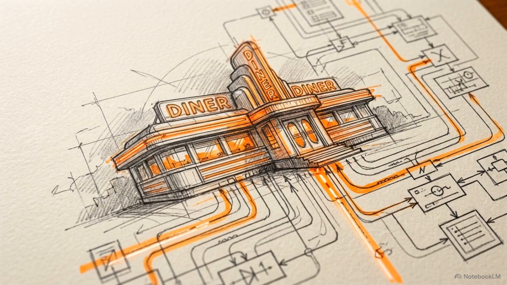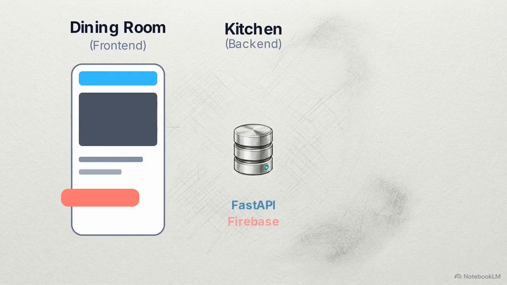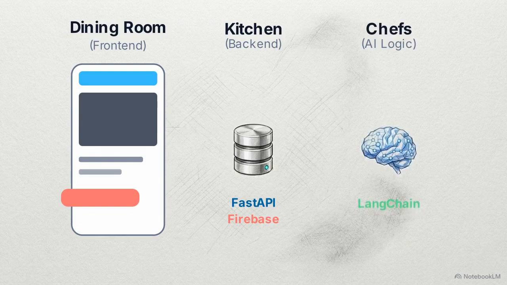To guide these agents effectively, we use an architectural model called the digital restaurant. The digital restaurant breaks down like this. The front-end landing page is the dining room. Your back-end, FastAPI and Firebase, acts as the kitchen. LangChain frameworks are your chefs.